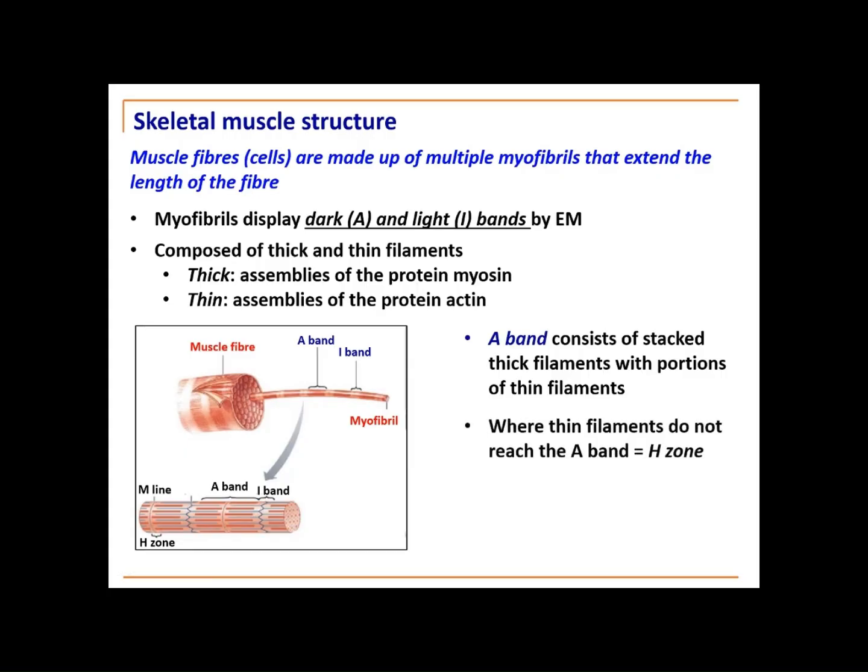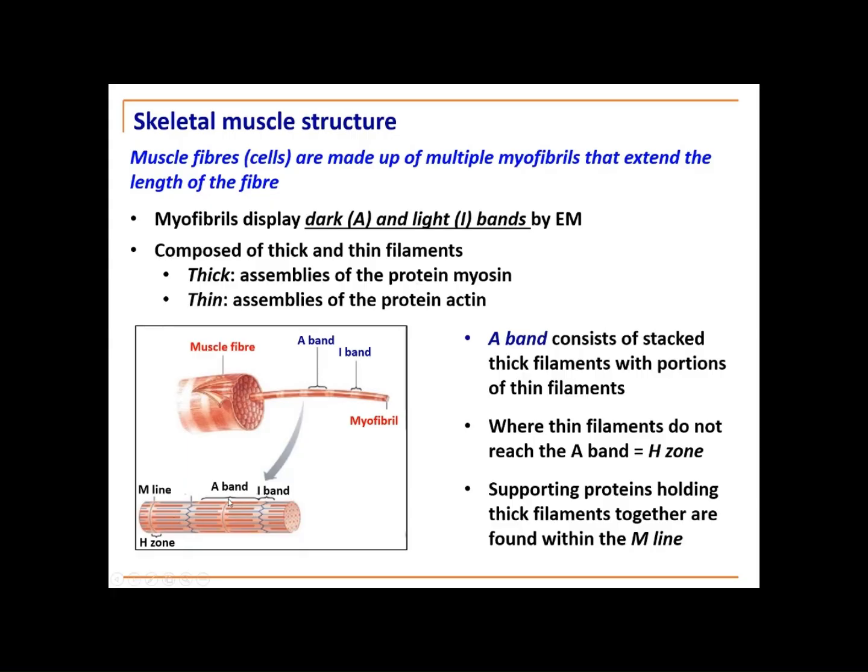And where the thin filaments do not reach the A band, which is where that thick bit is, you're in that H zone. So you can see that here. Okay, so you can see that the thin filaments do not reach the A band in that H zone. And there are lots of supporting proteins holding those thick filaments together, and they're found within the M line, so that you can see that there.